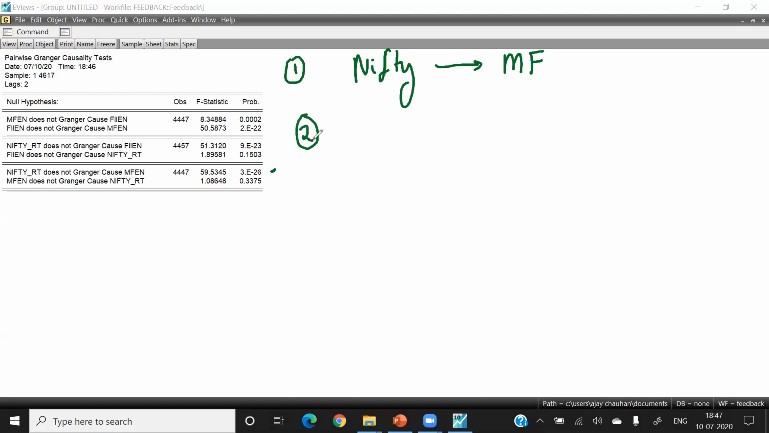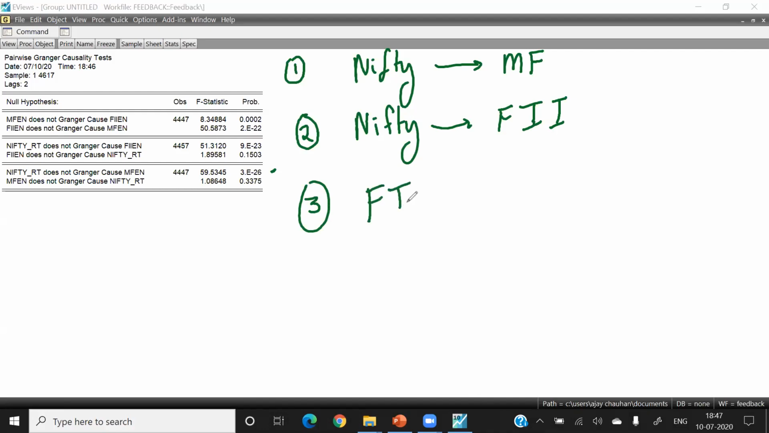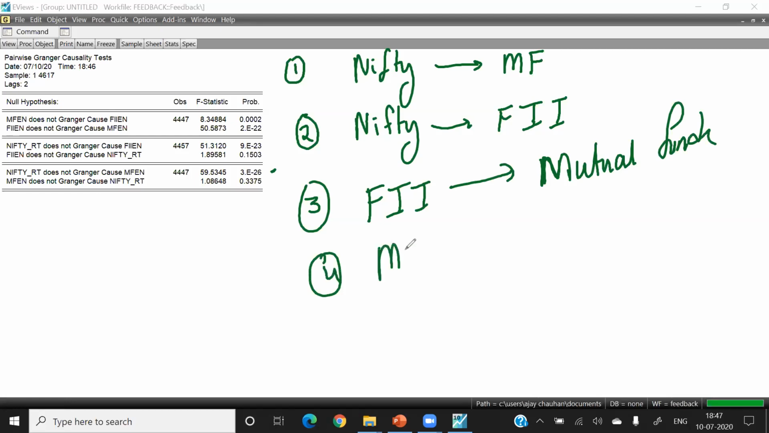After that, the second causal relationship I found is 51, which is in the direction of Nifty to the FII investment. FII means foreign institutional investment. So this is my first strong causality. This is my strong second causality. And in third case, FII is causing the mutual funds, and fourth, to some extent, mutual fund is also causing FII.